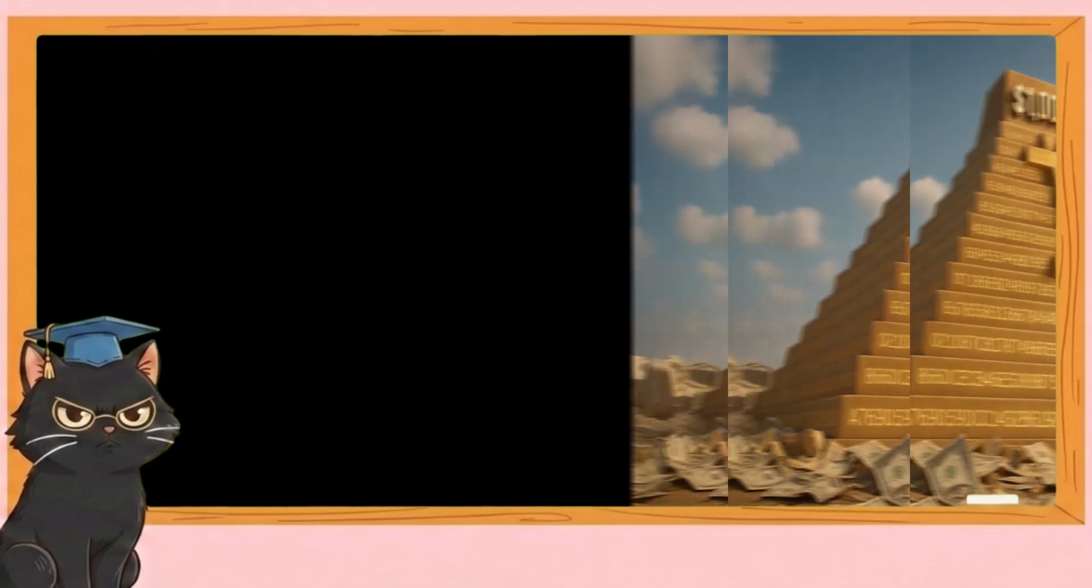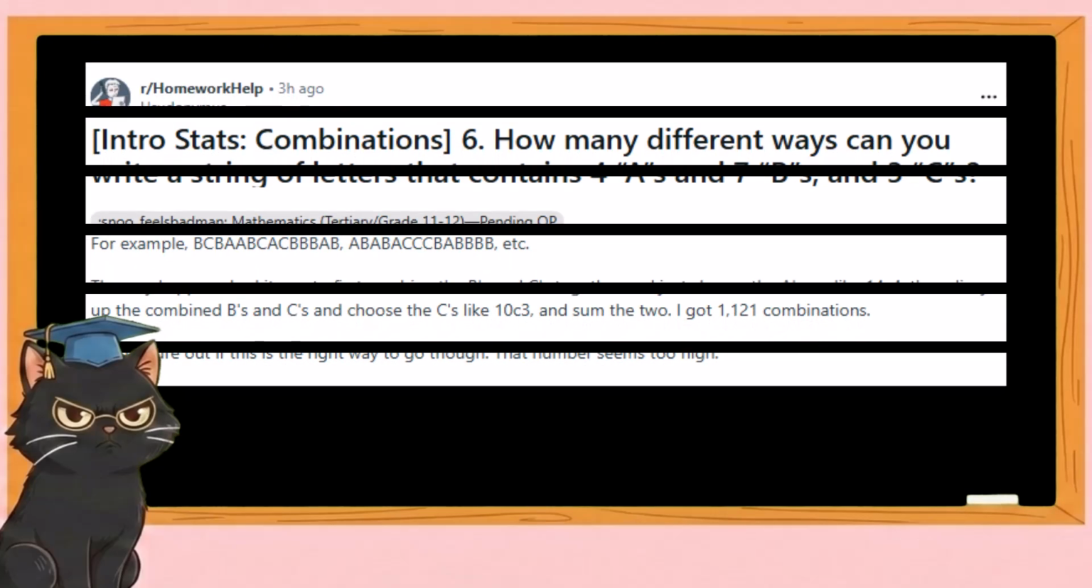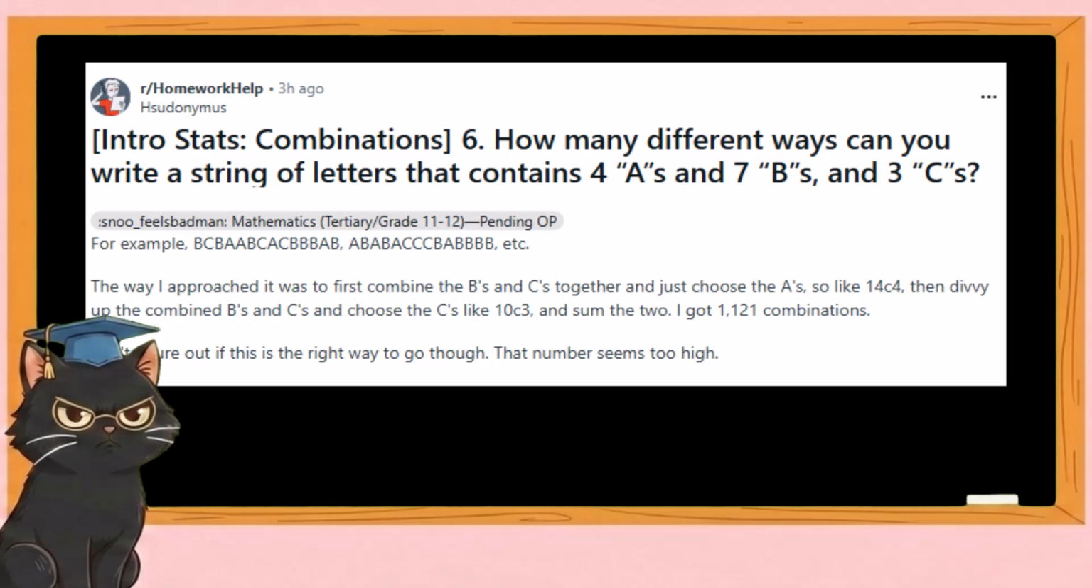Alright, now let's get into the topic at hand. Today's question, courtesy of Reddit, is how many different ways can we write a string of letters that contains 4 A's, 7 B's, and 3 C's? This student had a good approach: 14 choose 4, and then they knew there were going to be too many solutions, so they tried dividing out the 10 choose 3, and they ultimately got a total of 1,121 combinations. But they're not sure if it's too high or too low, and in this case it's too low. But we'll build up to that in a second.